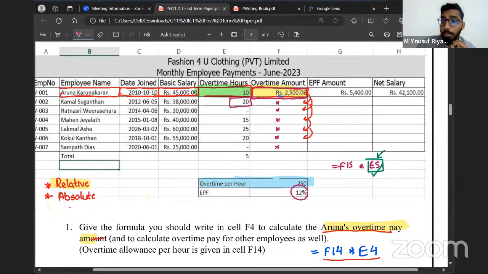Exactly, the overtime amount. Because when I'm going for Kamal, it should give me E5, correct. When I'm going for Ratnasri, it should give me E6. When I'm going to Mahain, it should give me E7. That should get changed, and that's correct, because their respective overtime hours are in those cells. What should be fixed is F14, the overtime per hour. That value has to be fixed for all employees because we have a common overtime amount.